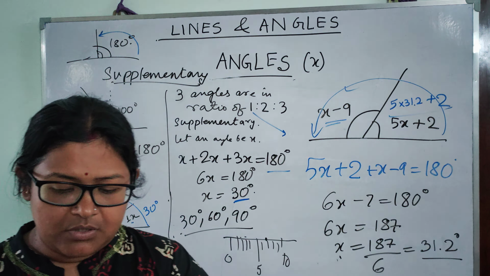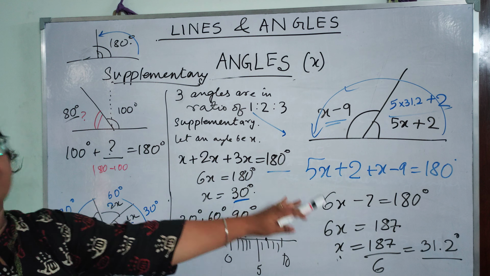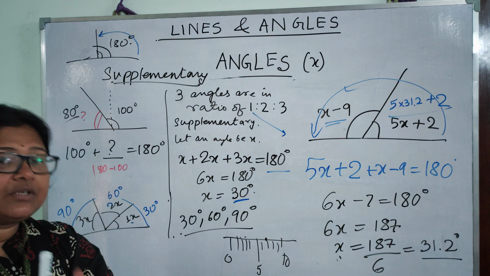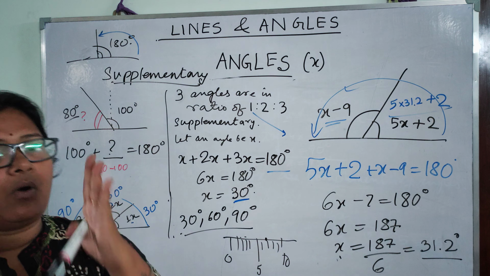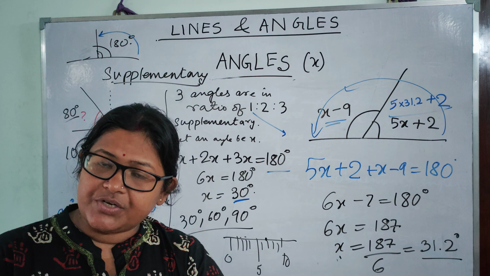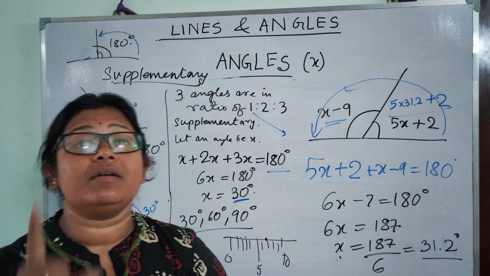So this is it. In this case, we can understand how supplementary angles can be found out with two conditions. One has to be an acute, one has to be an obtuse, and the addition will always be 180. In case of complementary, two acute angles' addition should always be 90 degrees.